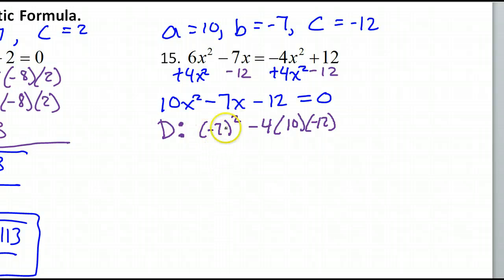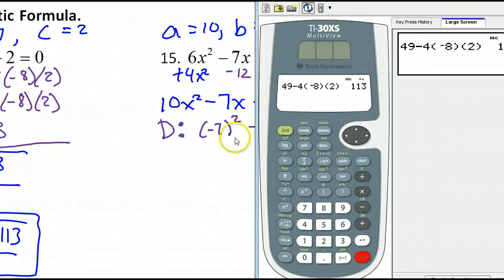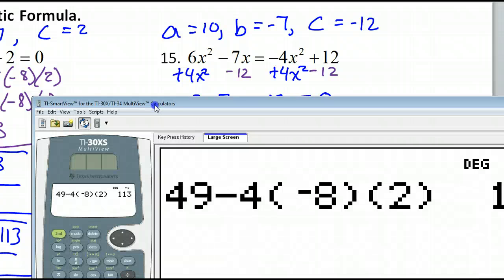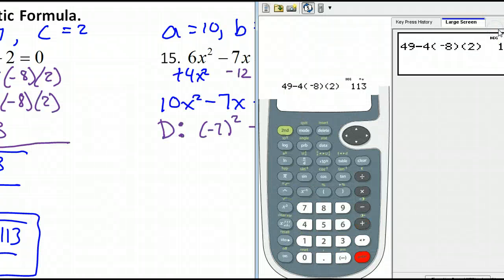Now, it's better to recognize that this is 49, but if somehow you don't know that this is 49, it is okay to put this in your calculator, but you have to make sure you use parentheses. Okay, you have to use parentheses.